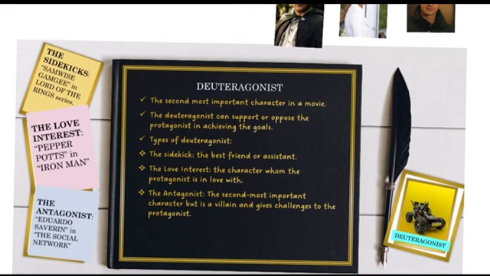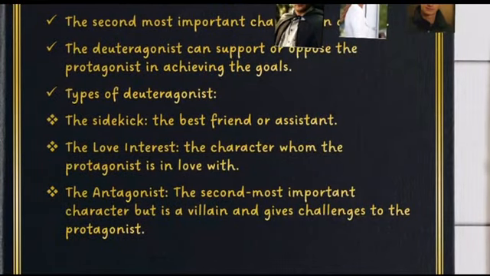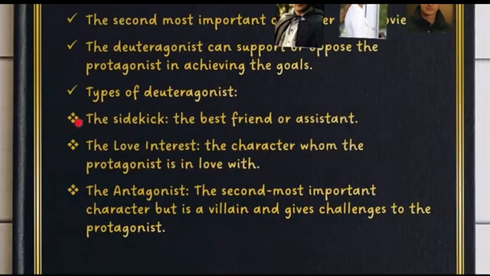The deuteragonist is the second important main character who drives all plots to develop. This character can support or oppose the protagonist in achieving the goals. There are three types of deuteragonist. So the first one is known as the sidekick. This is the character who is the protagonist's best friend or assistant.